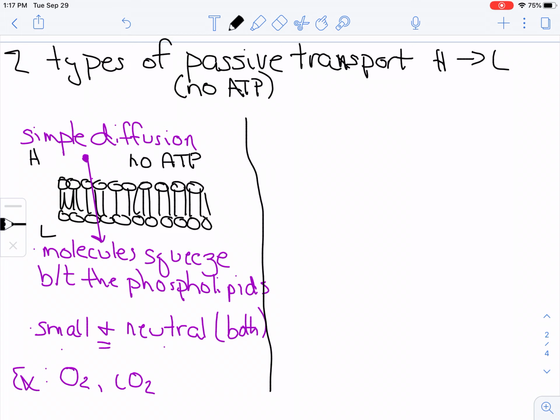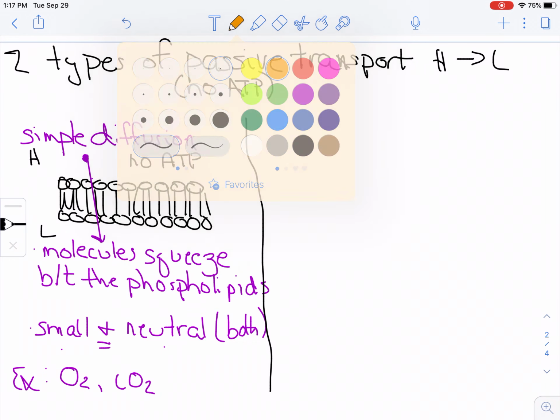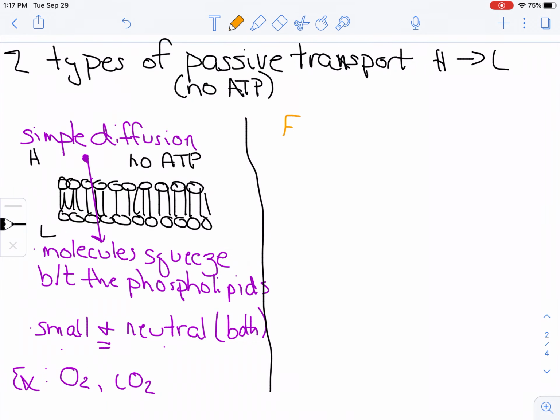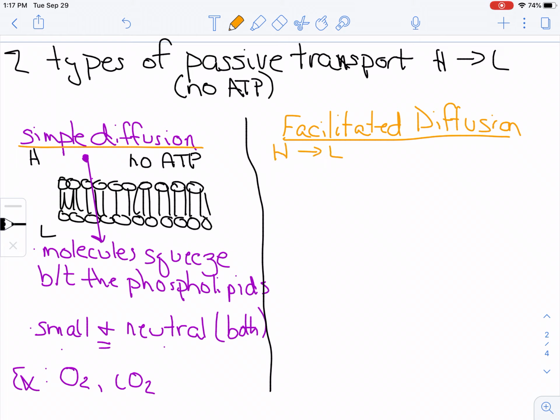Okay, so the next kind, let's choose a different color. Let's go with orange. The next kind is called facilitated diffusion. Both of them are types of diffusion, so the same thing holds true. This is still going to move from where the molecule is in high concentration to low concentration, and it also is not going to take ATP. No energy is needed for this to happen.